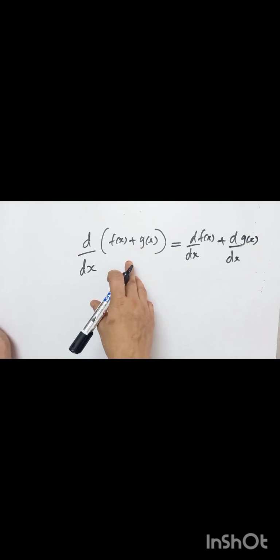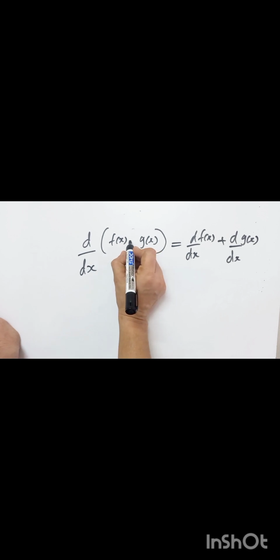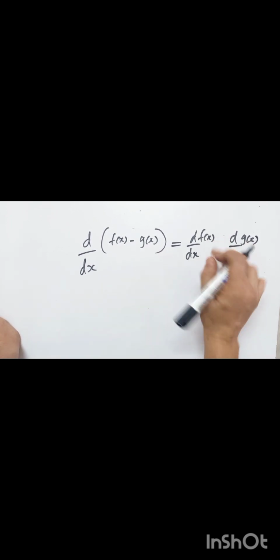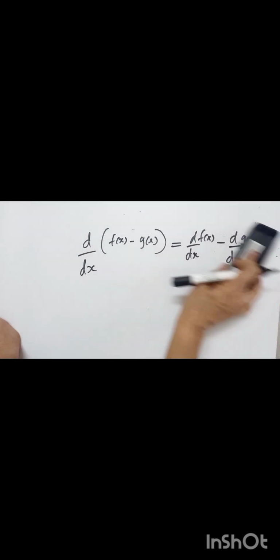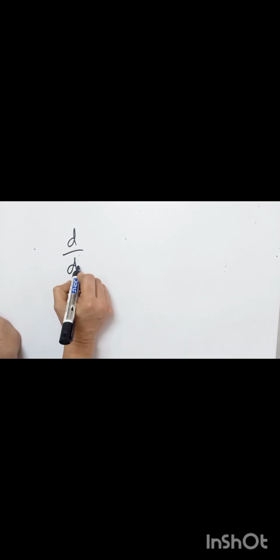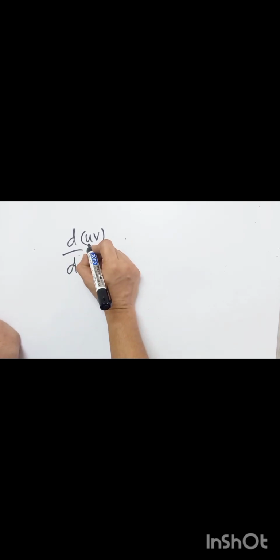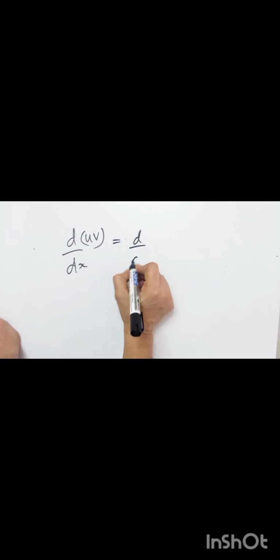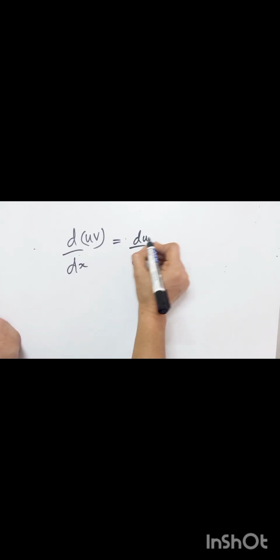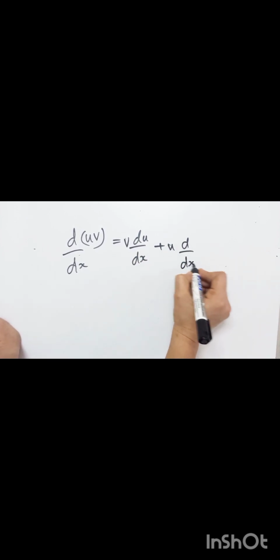Then subtraction also, if it is a difference of two expressions, then also the similar type, that is d by dx of f of x minus g of x will be d by dx of f of x minus d by dx of g of x. Okay, now if it is multiplication, it will be different. For multiplication, here d by dx of uv, or u multiplied by v, where u is an expression, v is an expression. Okay, so d by dx of the product of two functions will be v into d by dx of u plus u into d by dx of v. Okay.